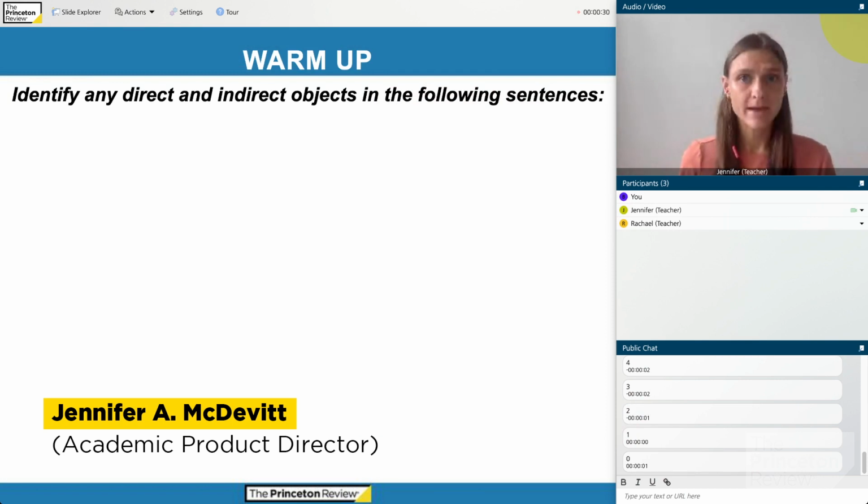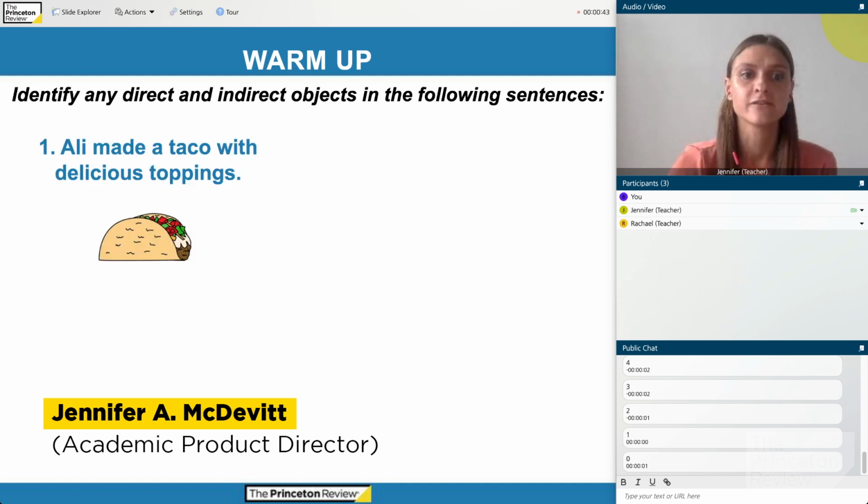So before we get started and talk about all the grammatical elements here, we're going to start as we always do with our warm-up. So grab something to write with, something to write on, and let's get started. We'll come back to the warm-up at the end of today's session, but we're not going to be looking for errors today. Instead, you're going to be identifying any direct and or indirect objects that you see in the 4 sentences on the screen. So go ahead and write down numbers 1 through 4, and write down any direct and indirect objects you see.